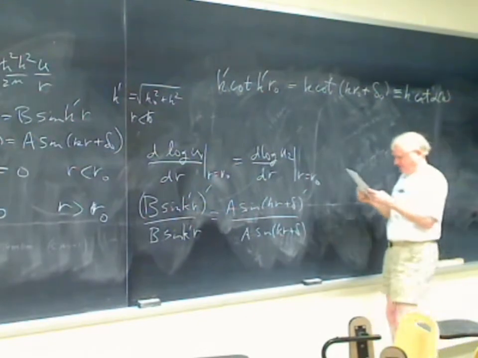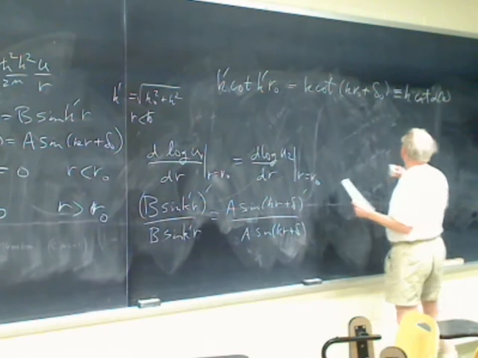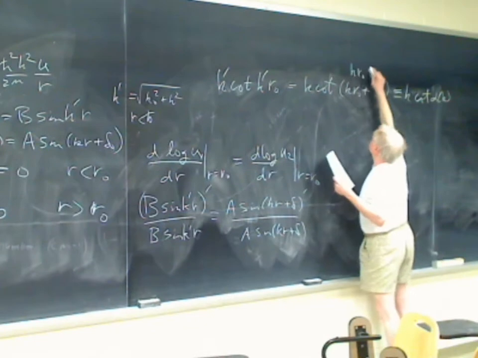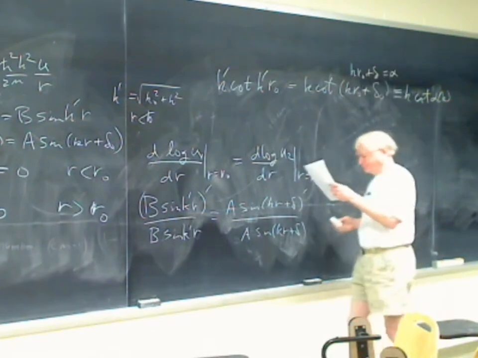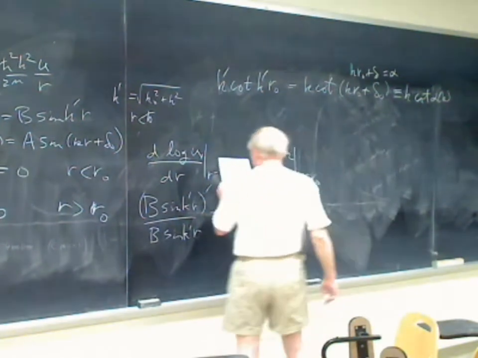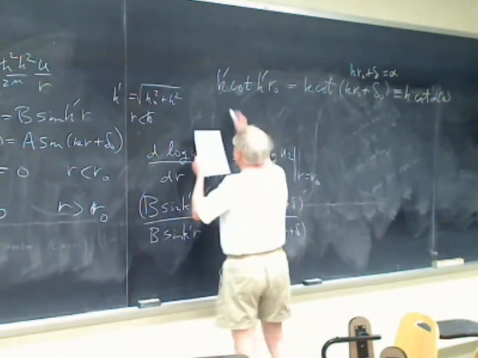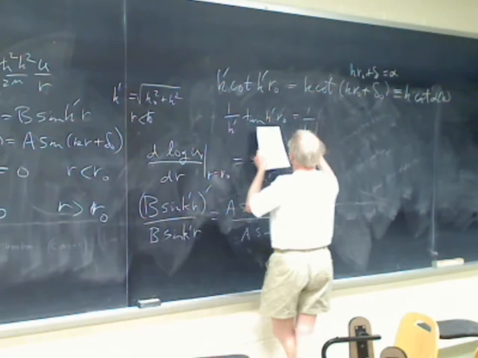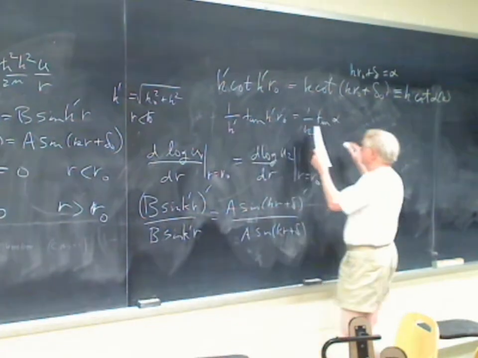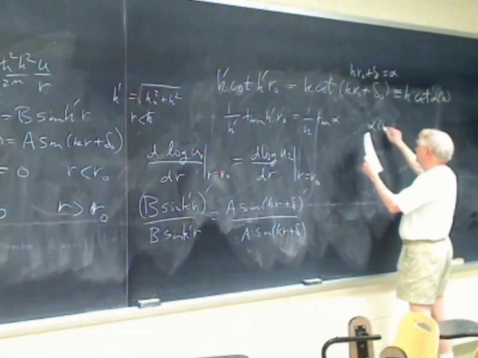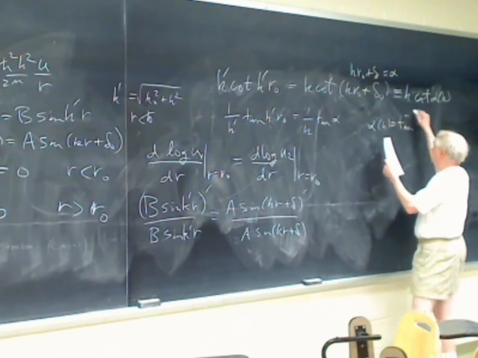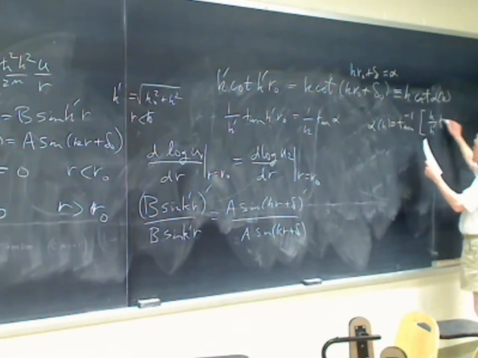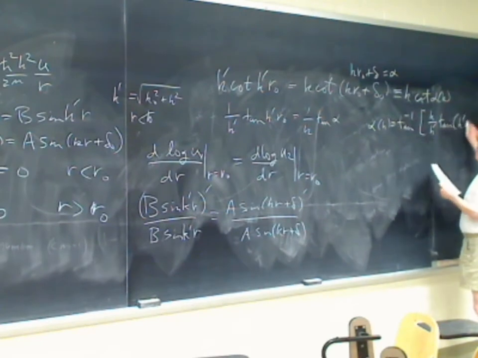So this alpha of k is just kr0 plus delta. Okay, so inverting things, what we get is 1 over k prime tan k prime r0 is 1 over k tan alpha, and then we finally find that alpha of k is the arctan, or tan inverse, of k over k prime tangent of k prime r0.